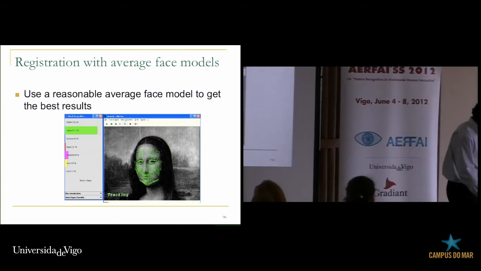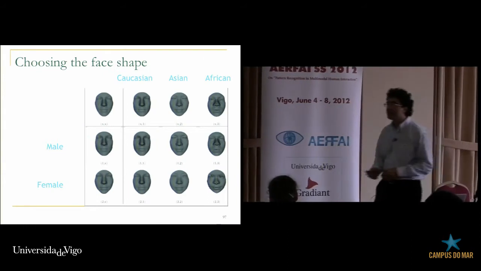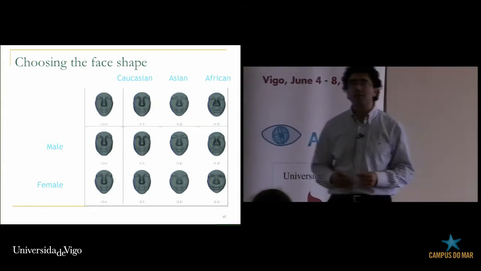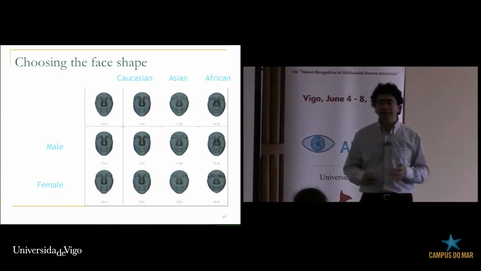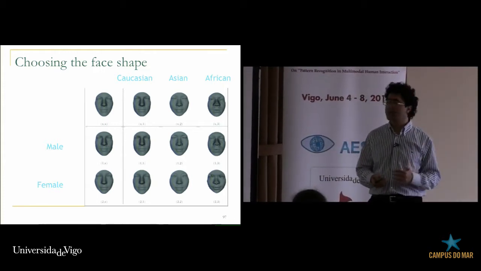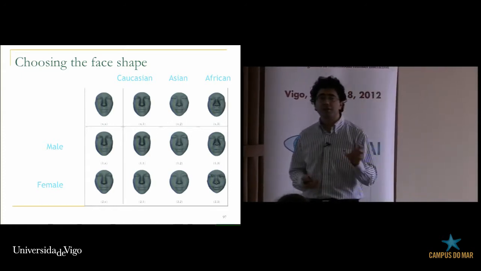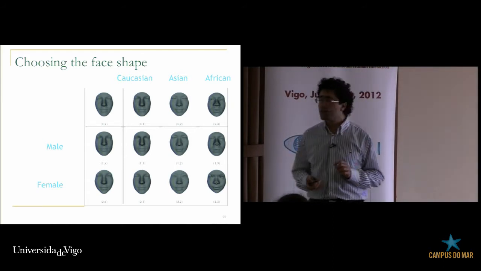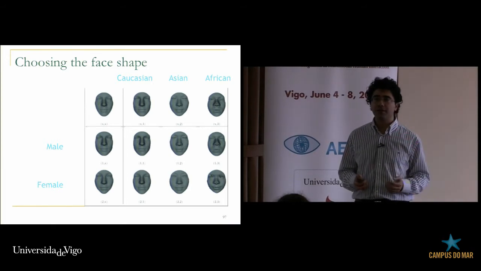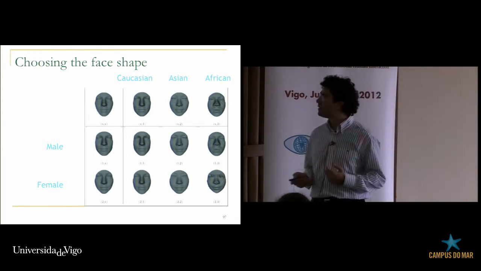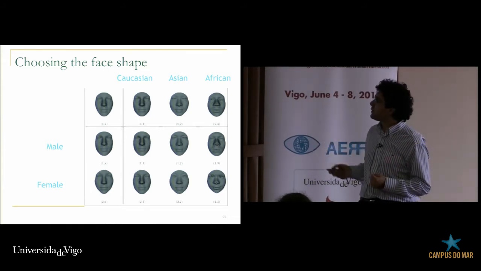Now, let this be a lesson to us all. When we're doing face analysis, it pays off to use different models for dimensions that are obviously relevant. For instance, male and female faces. Female faces are typically 30% smaller. So why don't we use female average faces for registering female faces and male averages for male faces? And also ethnicity: Caucasian, Asian, and African faces.